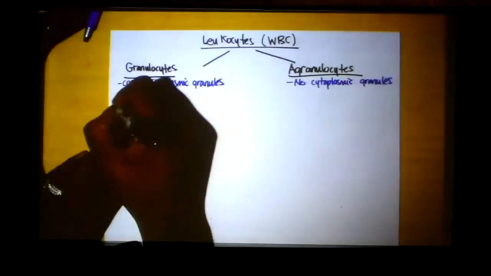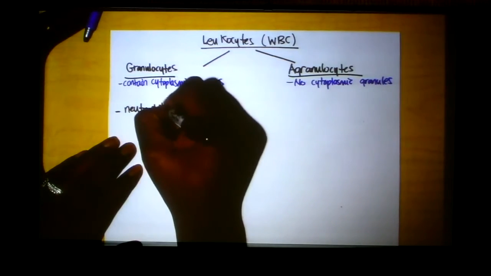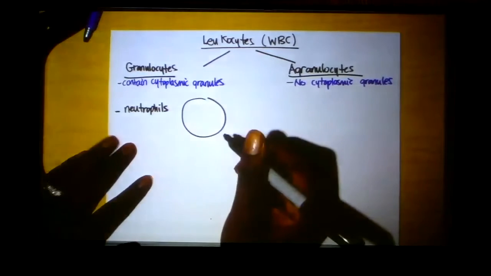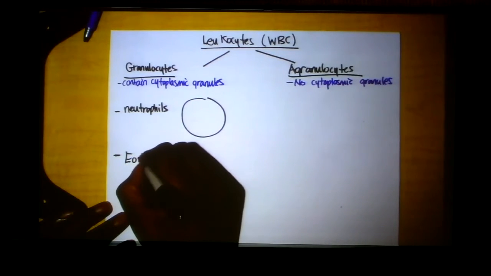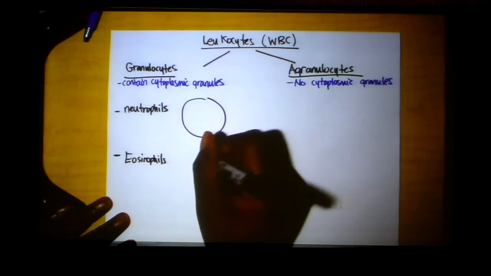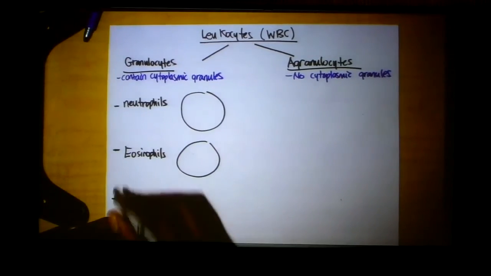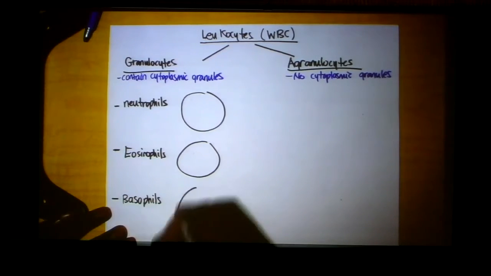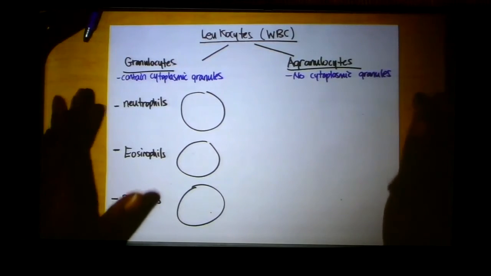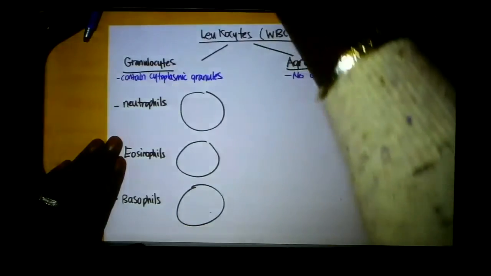Okay, so let's describe the granulocytes first. The first one is neutrophils. Then we got eosinophils. And then we got basophils. Okay, all right. So let's draw sort of the structure of these.